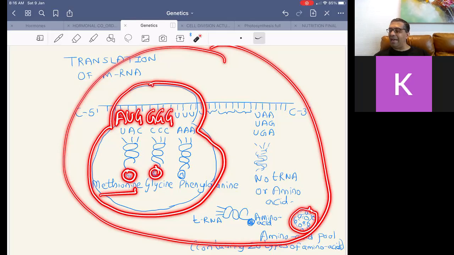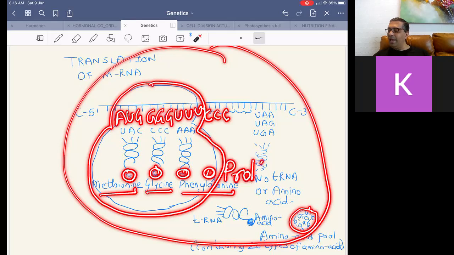GGG codes for glycine. Next codon is UUU. Then which amino acid? Phenylalanine. Next codon say is CCC. Then which amino acid, if you remember? Proline. So sir, proline will be the amino acid. और ऐसे ही अमाइनो एसिड्स डिलीवर होते जाएंगे और उनके बीच में बनेगा पेप्टाइड बॉन्ड.